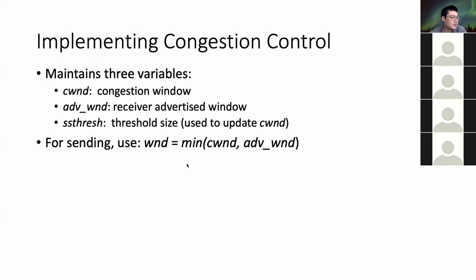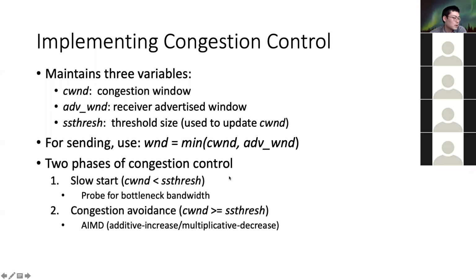And as we described, the sending window is really the smaller among the receiver window, the advertised window, and the congestion window we probe. So there are 2 phases in congestion control. Remember, we have a threshold here, the SS threshold. There are 2 stages. The first stage is called slow start, which means if your window is initially very small, because you probably begin from window size 1 packet at a time, then you should do slow start. Probe for the bottleneck.